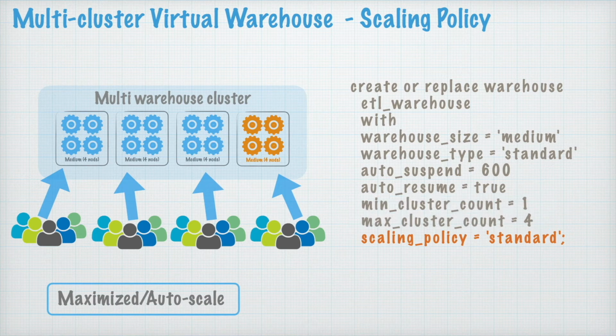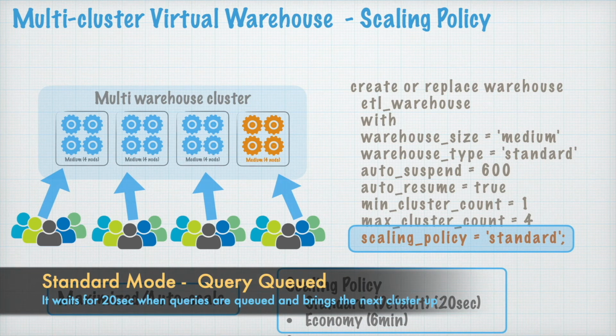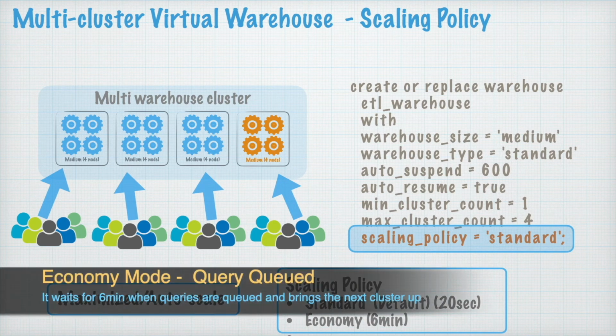Next, we'll talk about the scaling policy. There is an attribute called scaling policy, which by default equals standard. If you have a strict SLA, then you can choose standard. And if your SLA is not very strict, then you can choose economy. Economy is a more cost-conscious approach. However, standard is a more SLA-driven approach.